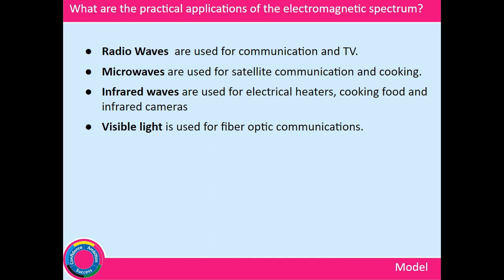Visible light: communication companies will use fiber optics to send information really long distances using light. So if you've got Virgin television or internet, it's fiber optic cables that are taking that information from the main distribution center to you and your house.